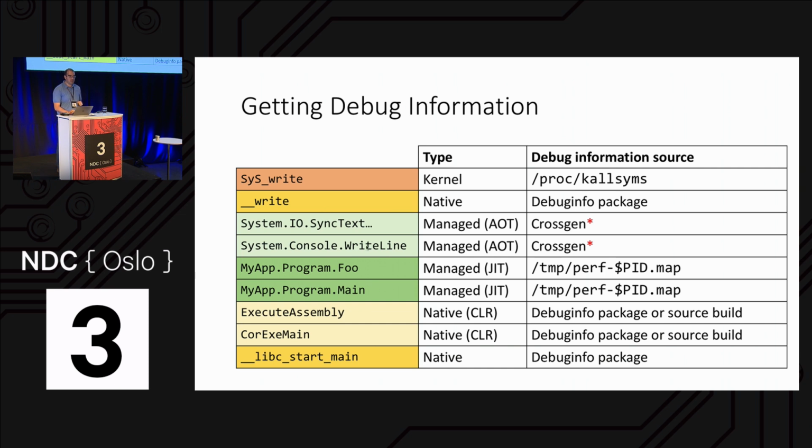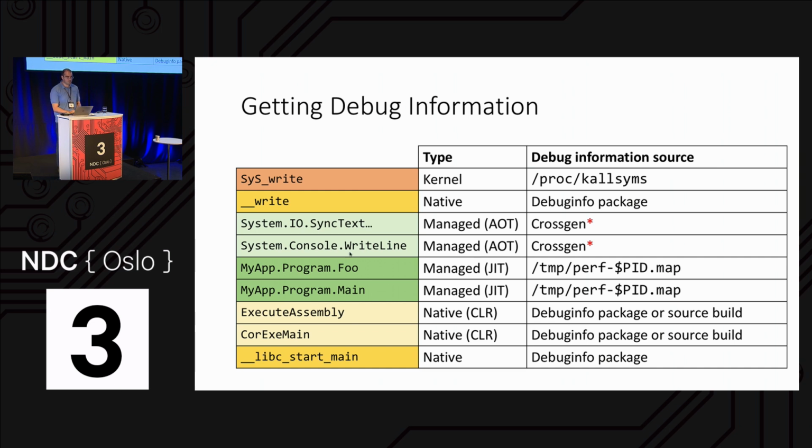Then you have the light green over here. This is still managed code, but it has been compiled ahead of time, AOT compiled. On Windows, NGen is the tool you use for ahead-of-time compilation. On Linux, it's CrossGen, and this is a tool that's actually part of the .NET Core distribution. And you have to run CrossGen on your target machine to get symbolic information for those parts of your application.